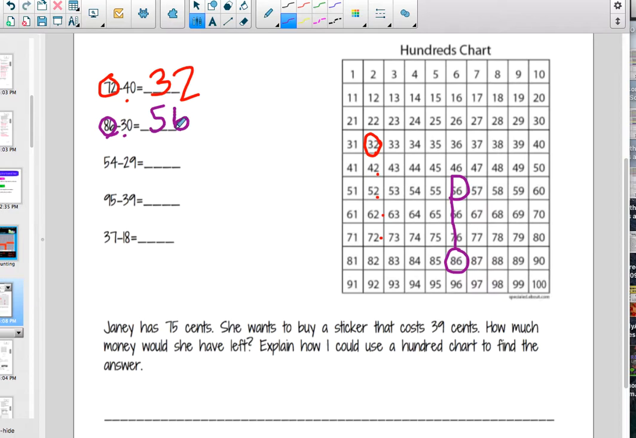Okay, this one gets a little bit more complicated because we're adding ones in there, right? So if I start with 54, I'm going to find 54 on my chart here. It says I've got 2 tens. I'm going to go back 2 tens. So 10 and 20, and then I have to go back 9 ones. So that's 1, 2, 3, 4, 5, 6, 7, 8, and 9, which leaves me at 25.